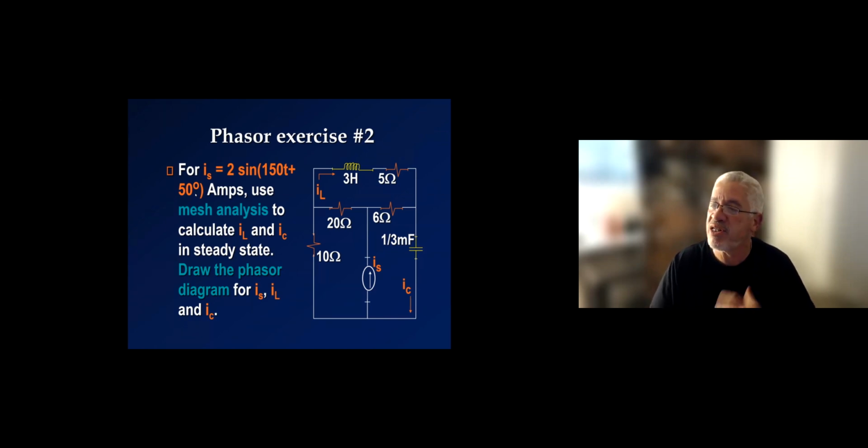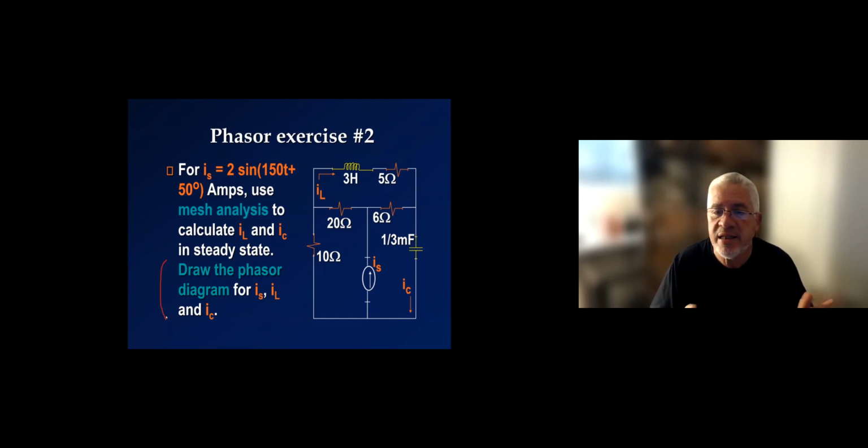So anytime you see a sine in an independent source, you need to convert it to a cosine before you convert to Phasor. Other than that, this particular problem is asking you to calculate IL and IC in steady state. So that tells you the Phasor method is appropriate for this problem. And it's asking you to draw the Phasor diagram for these currents. I'm not likely to ask you that in any kind of quiz, but it's always nice to see the result graphically.